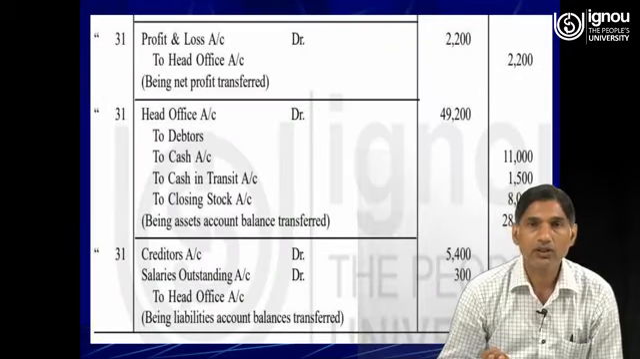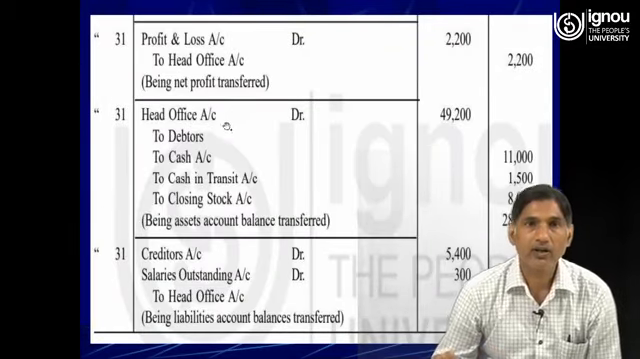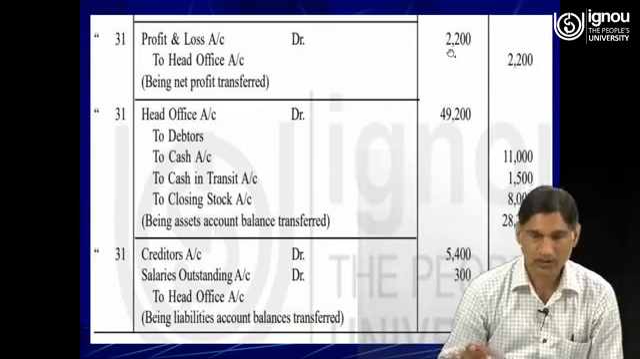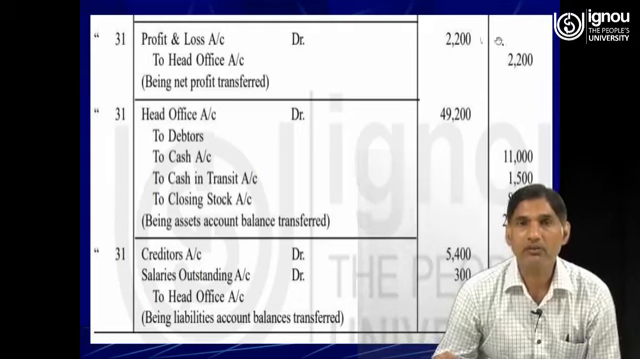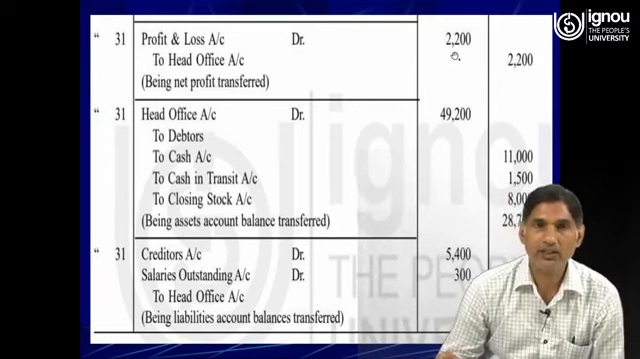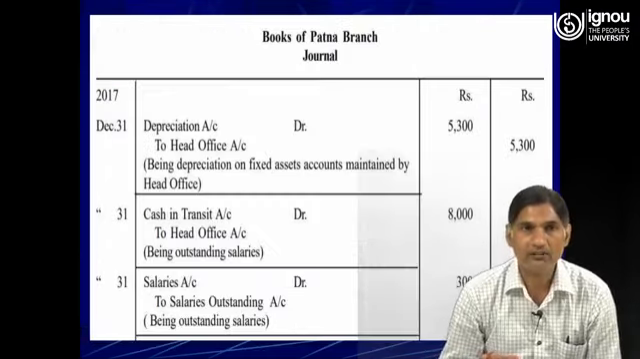Now come to this, the amount of net profit, 2,200. So for the amount of net profit the journal entry would be profit and loss account debit to head office, and if it would have been a loss then the journal entry would have been reversed, right?